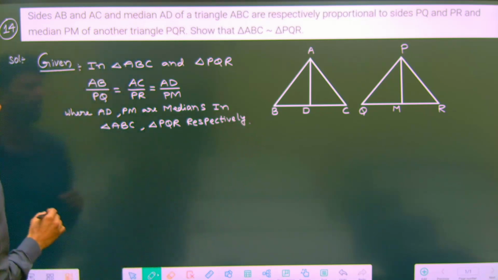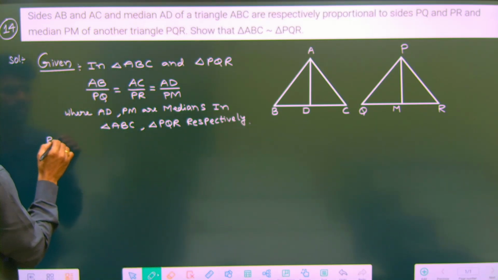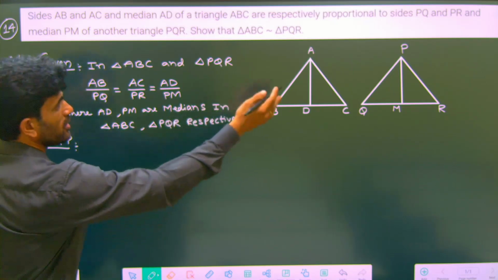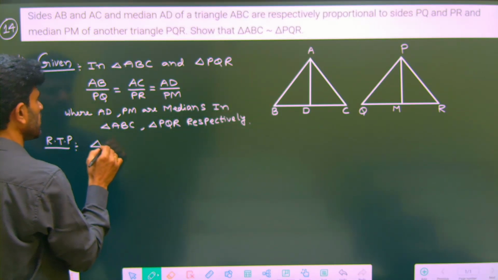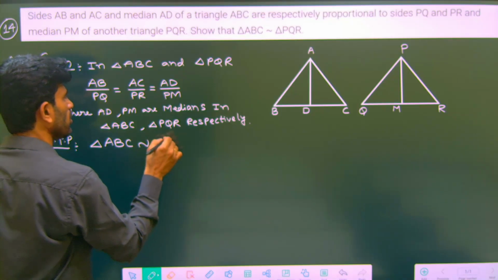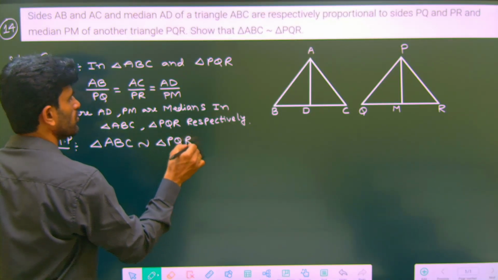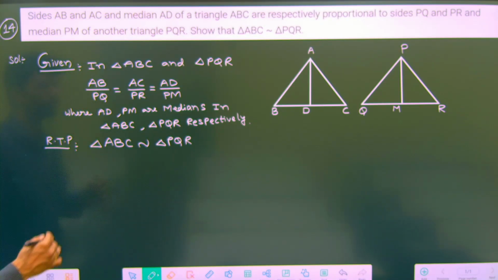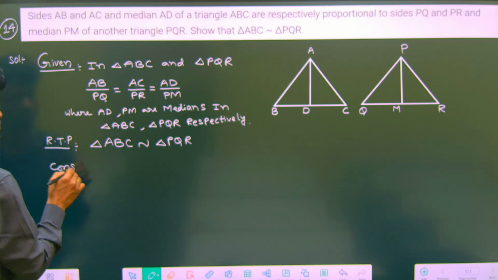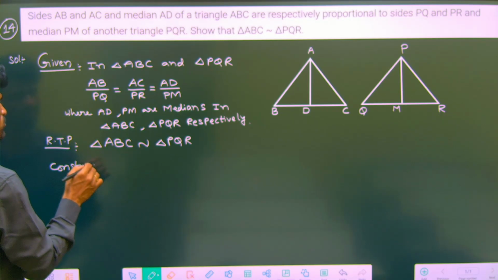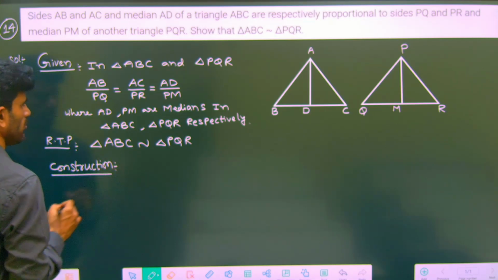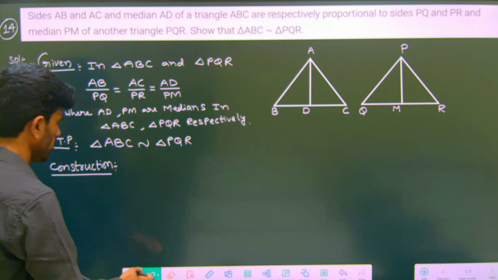Using this information, what do we have to prove? We have to prove that two triangles are similar. Which two triangles? Triangle ABC is similar to triangle PQR. To prove this, we need to do a construction. So let us write what construction we have to do.